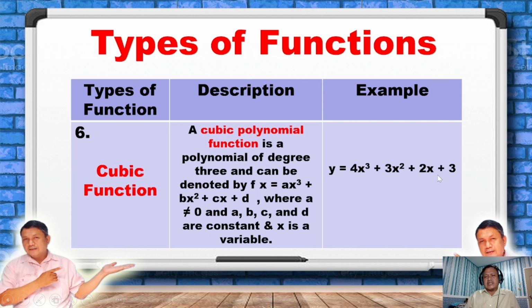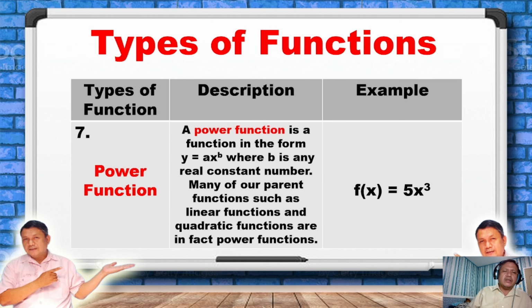So what is the highest degree? At this time, we have 3, we have 2, we have 1, and 0. So again, the highest degree is 3, kaya tinawag siyang cubic function. Kasi tayo sa number 7, so meron tayong tinatawag na power functions.